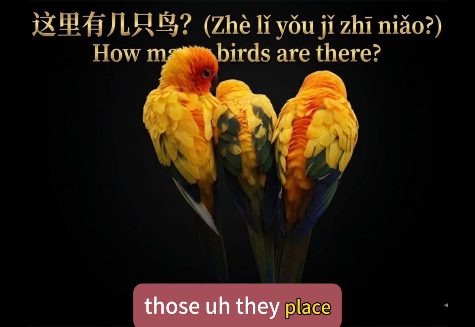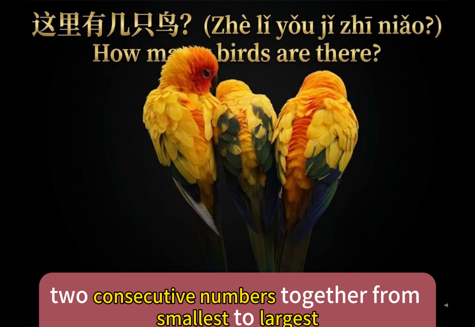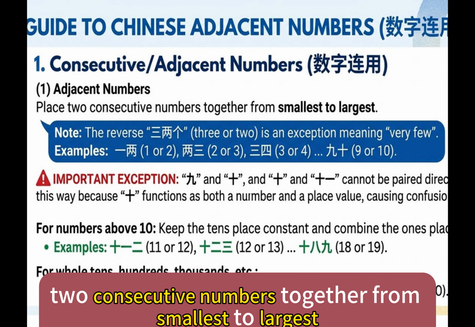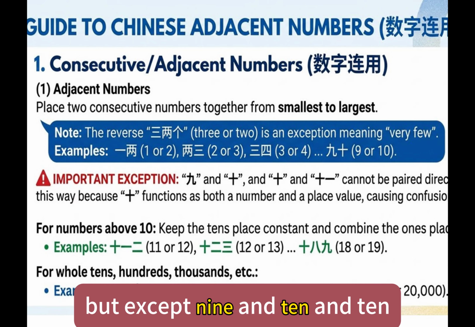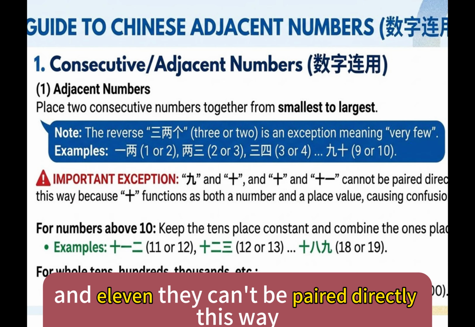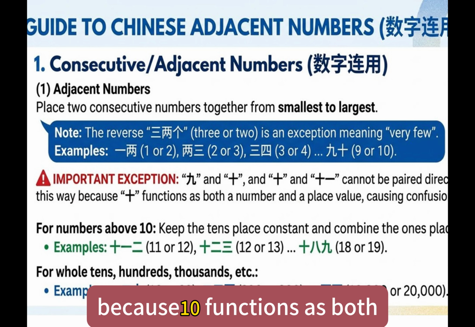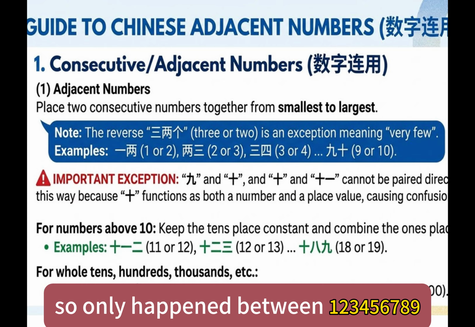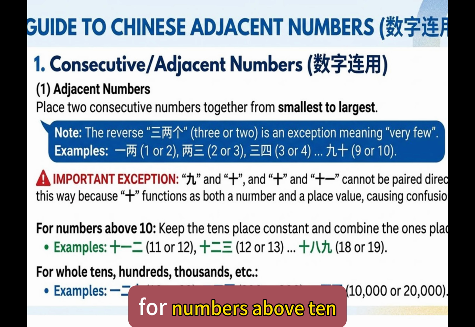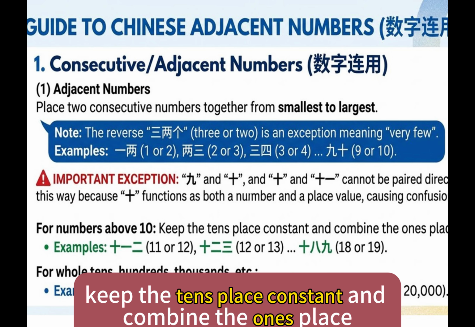Those place 2 consecutive numbers together from smallest to largest. You say 2、3个, 4、5个, but except 9 and 10, and 10 and 11, they can't be paired directly this way. Because 10 functions as both a number and place value, it will cause confusion, so this only happens between 1、2、3、4、5、6、7、8、9. For numbers above 10, keep the tens place constant and combine the ones place.